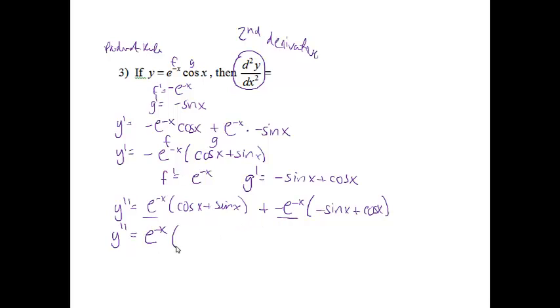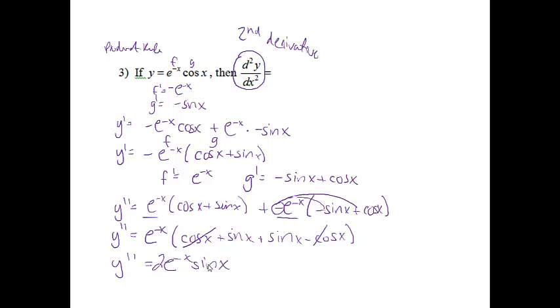So if I factor out an e to the negative x, from this part, I'll just have the cosine x plus sine x left. And then on this part, if I factor out the e to the negative x, the negative is still there. So if I distribute that negative to both parts, I'm going to have plus sine x minus cosine x. And then from here, if I combine like terms of what's inside, the cosines will cancel, and I'll be left with 2 sine x.